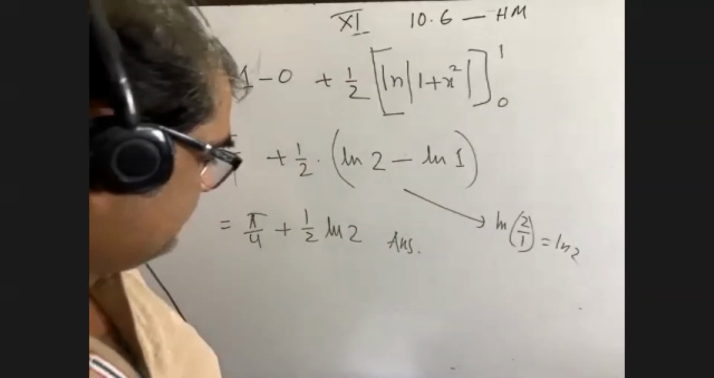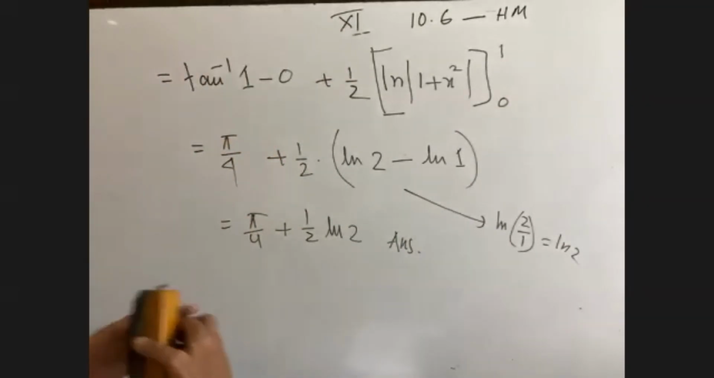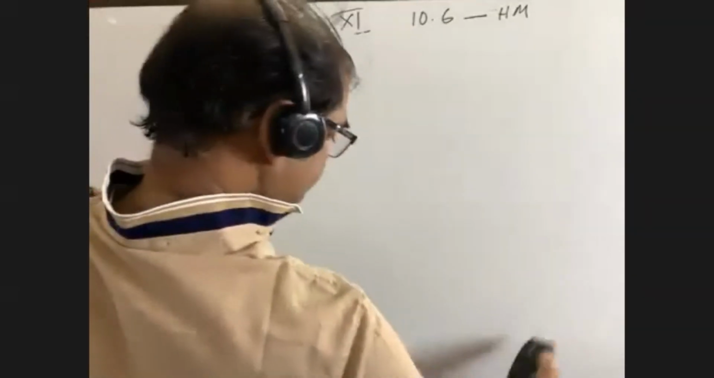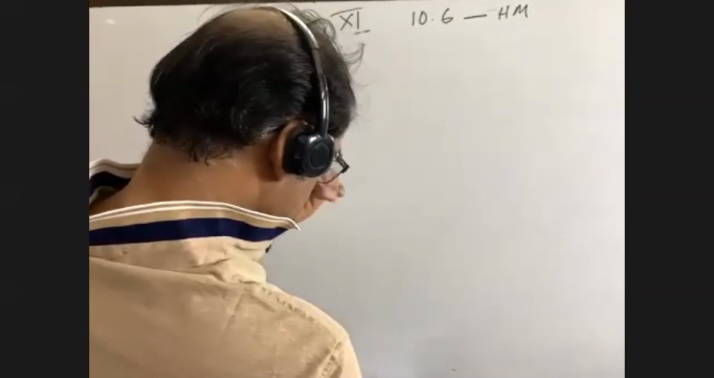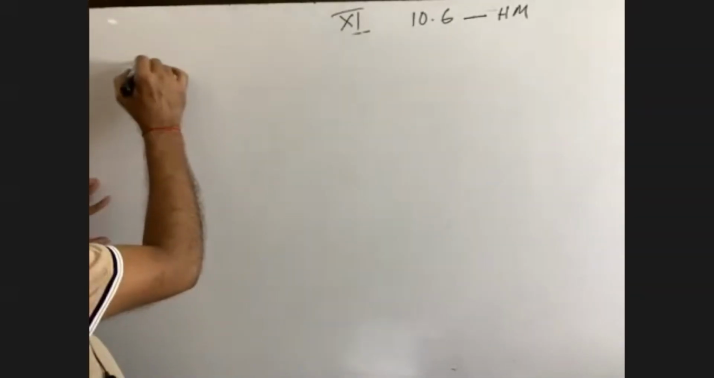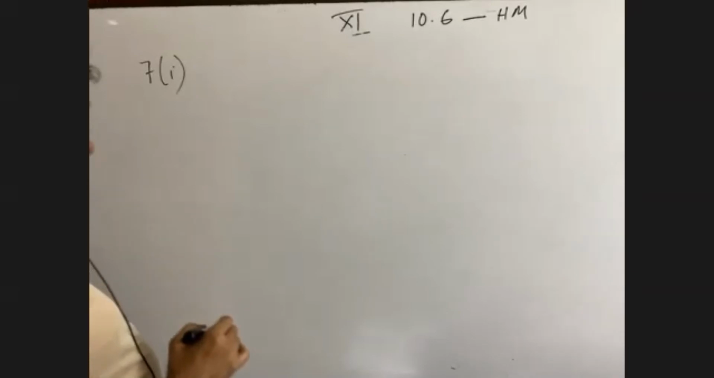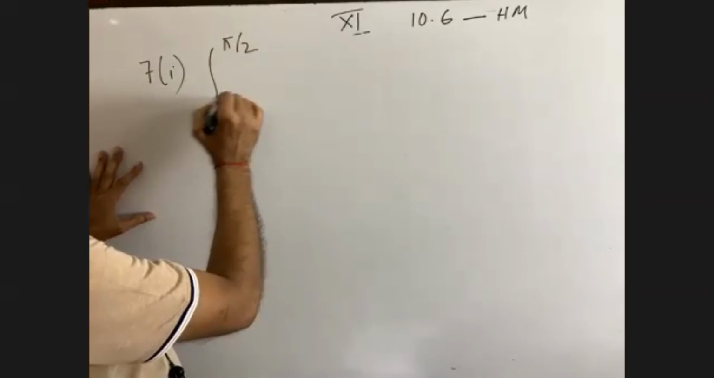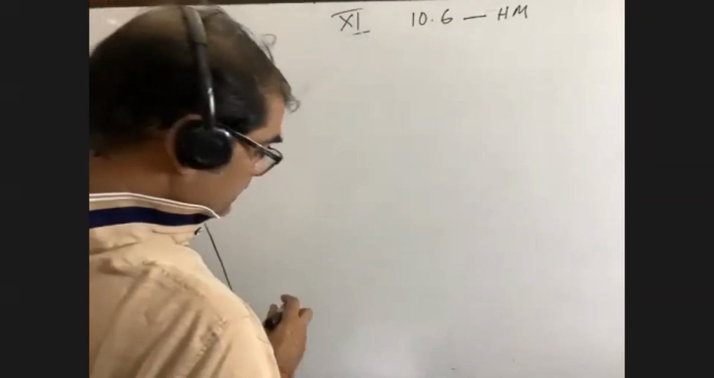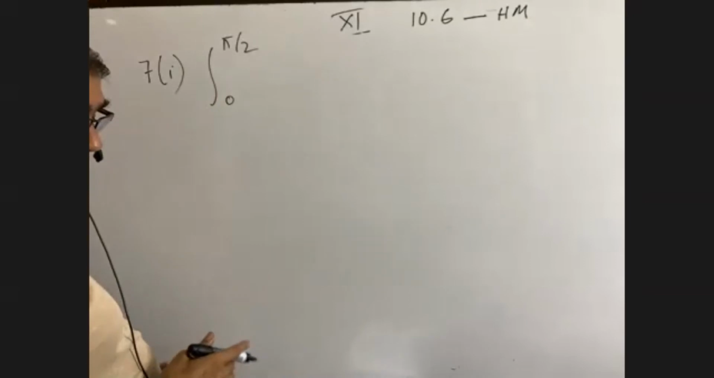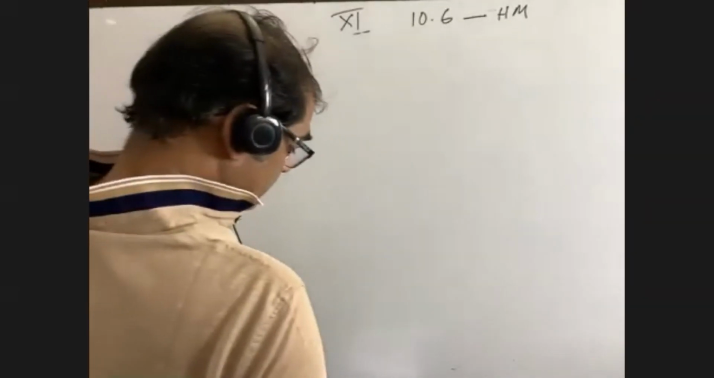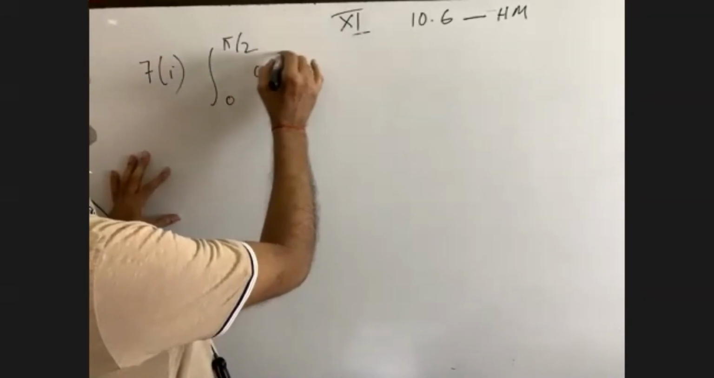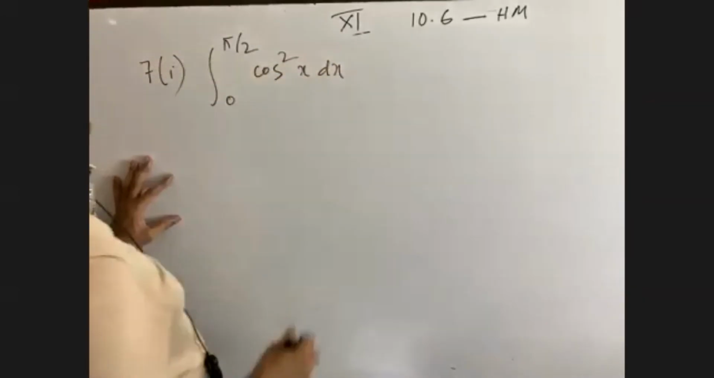Pi by 4 plus half ln 2. Yes, you are right. Now we are getting another math, question number 7.1. The integral from 0 to pi by 2. Trigonometry is now going to be started. Now all the maths are trigonometry based: cos square x dx.